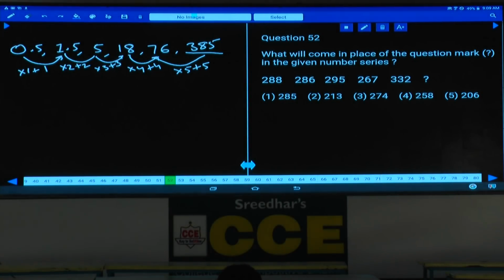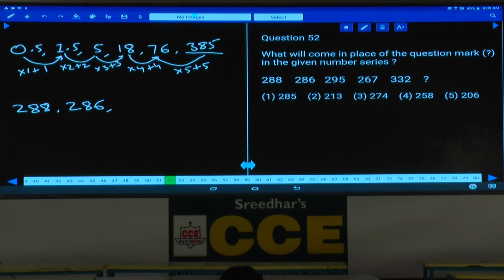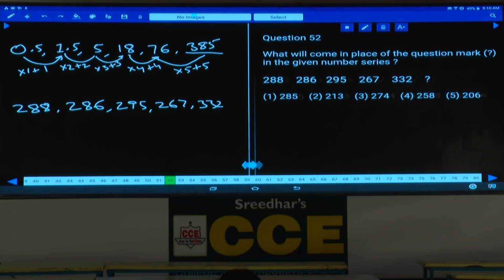Now in this 52, if you observe here, the numbers are increasing at a very smaller rate. Hence here this will be based on what? This will be based on difference. Now 286, 295 and 267. And what is the next here? 330. Then find out the difference between these numbers.